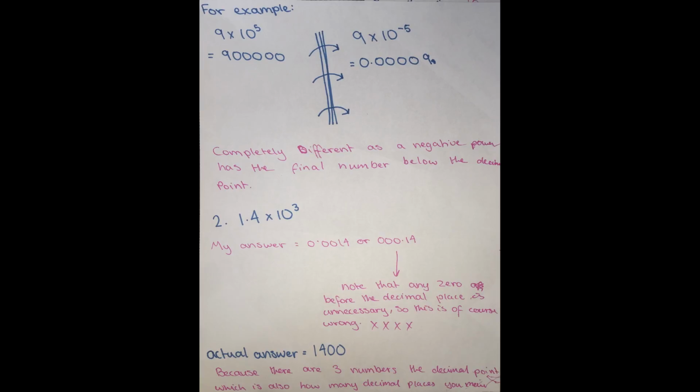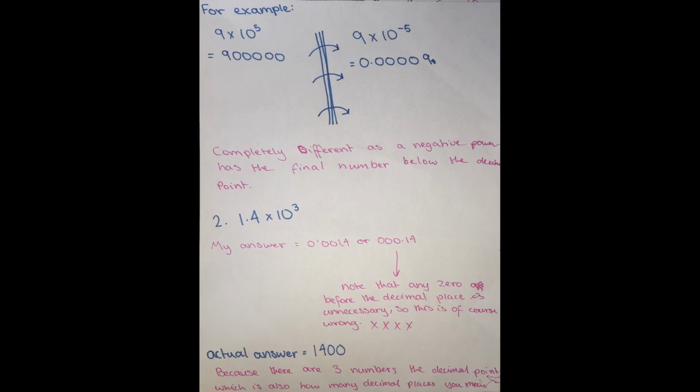As my answer, I put it below the decimal point, which was a negative number. For example, 9 times 10 to the power of 5 gave us 900,000, but my answer was wrong. I got 0.0009. So I mistook the question for 9 times 10 to the power of negative 5, which gave me this answer. But the actual question was positive 5. This makes it completely different, as the negative power has the final number below the decimal point.